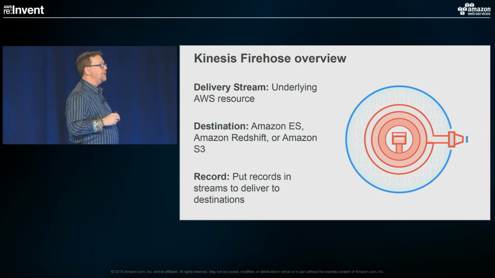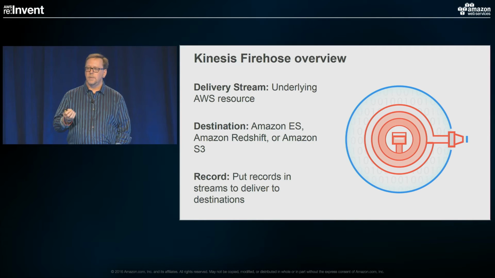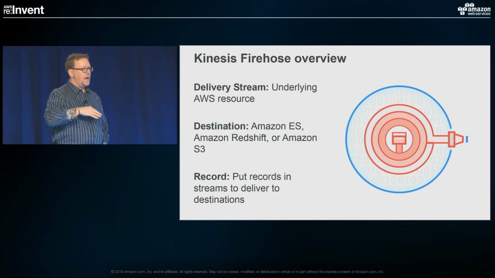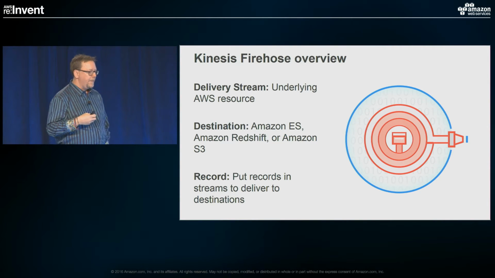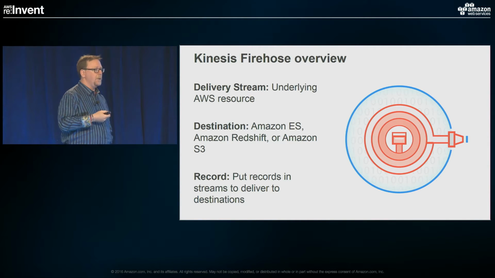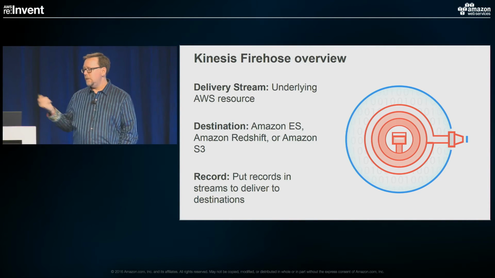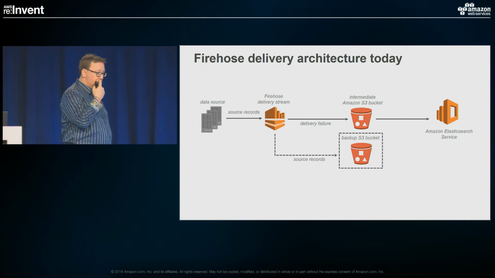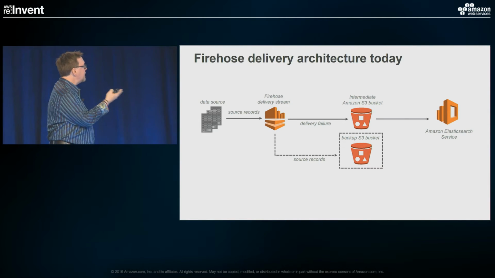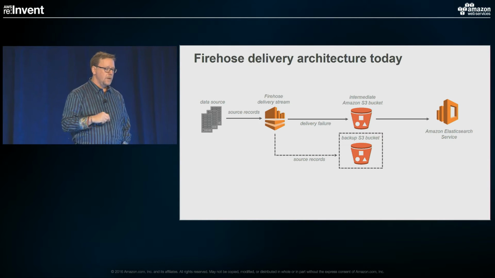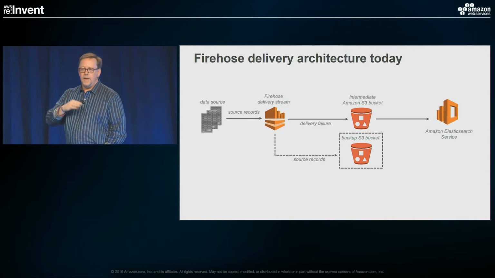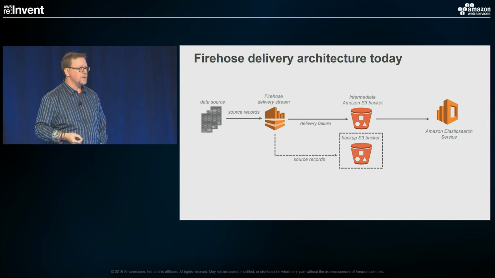Just some of the concepts. When you use Firehose, you create a delivery stream. That delivery stream has a destination. The destination can be S3, Redshift, or Elasticsearch. Then you put your records in the stream with a REST call. It's just an HTTP put. And Firehose delivers those records directly to the destination. So that's visualized here. We have our data source sending source records into Firehose. And then those get sent to the destination, in our case, Elasticsearch service.